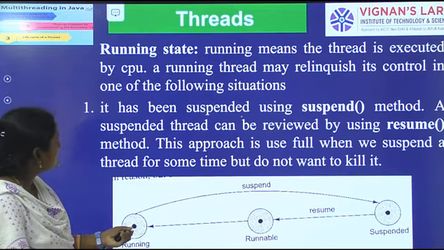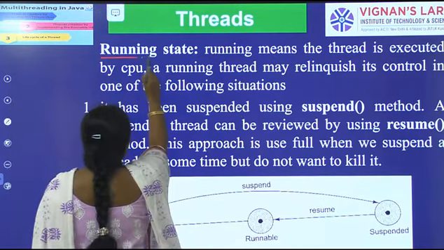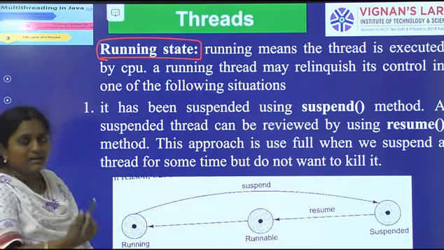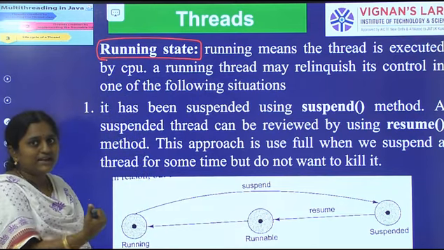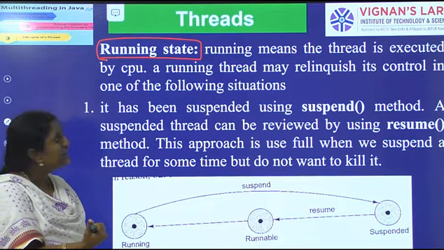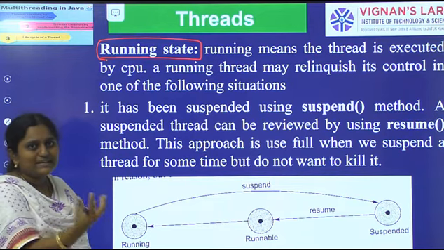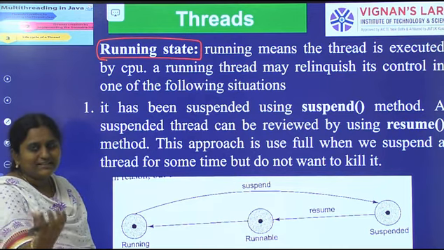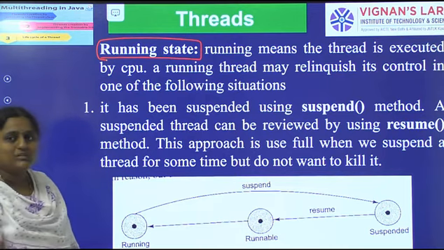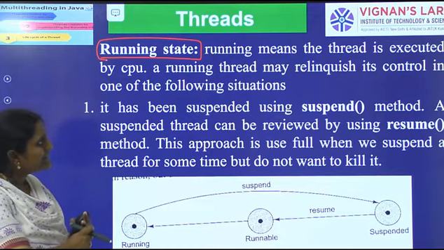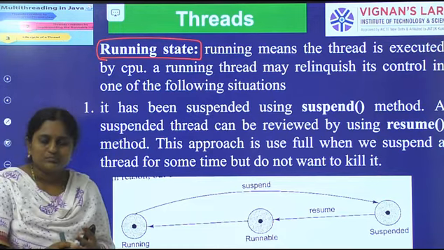Next state is the running state. What is the running state? When does a thread move from runnable state to running state? In the runnable state, the thread is ready for execution and waiting for the CPU. Whenever the CPU is free, the thread will move from runnable state to the running state. Running means the thread is executed by the CPU.